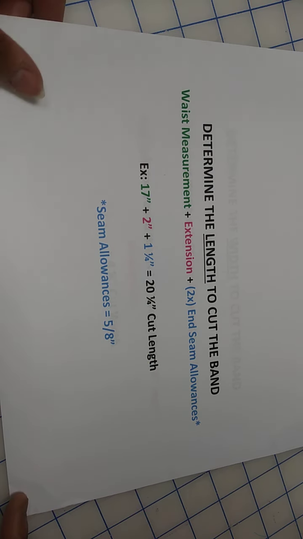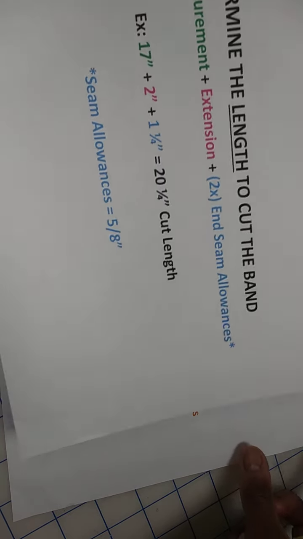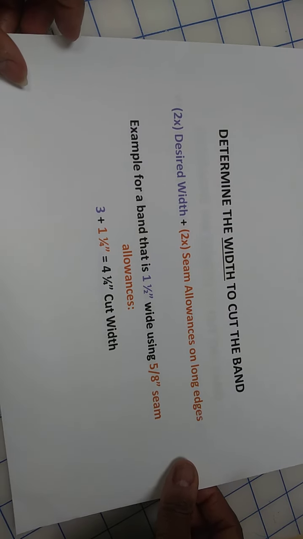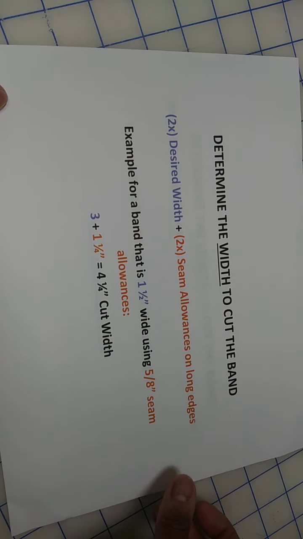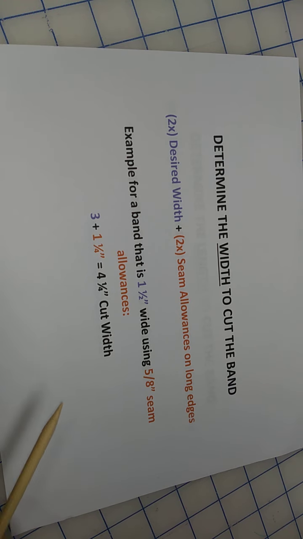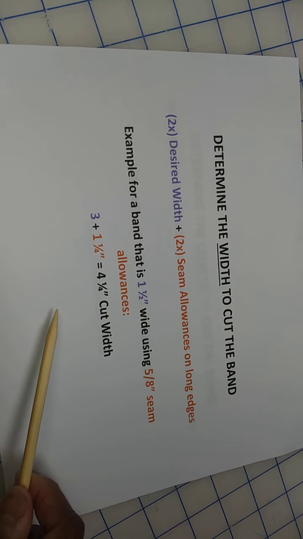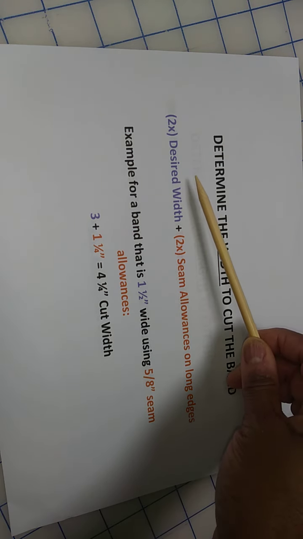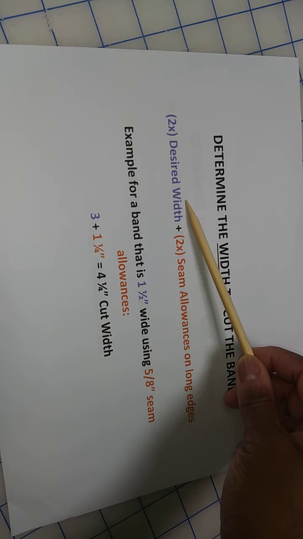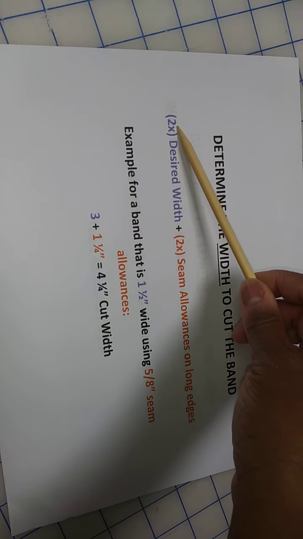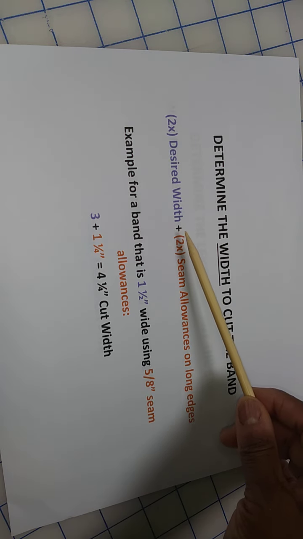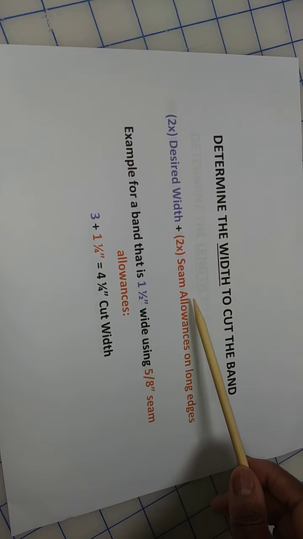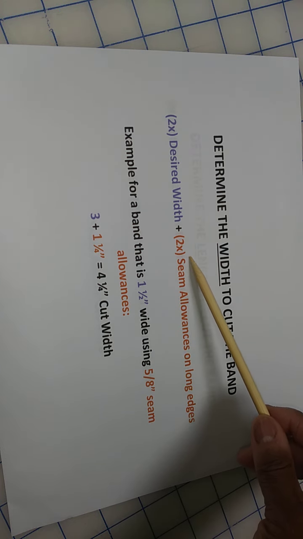Next, you will want to determine the width of the waistband. The width of the waistband is a personal decision. Your garment may look better with a more narrow width or a wider width. For the width, you will basically determine how wide you want your waistband times 2, since it will be folded over. Then you would add in your seam allowances on each side of the waistband times 2.